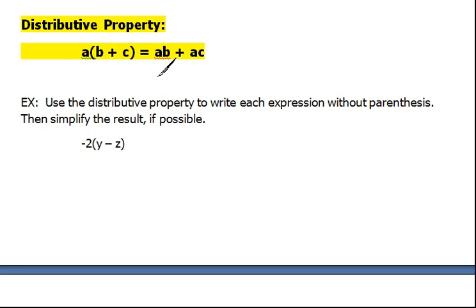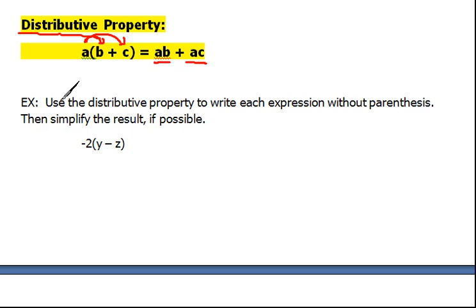The distributive property says that if we have a times b plus c, then we can distribute that multiplication throughout the parentheses. So that would be the same thing as saying a times b, which is what we have here, and then a times a positive c, which would be a positive a times c. So think about the word distributive. It is literally distributing the multiplication.